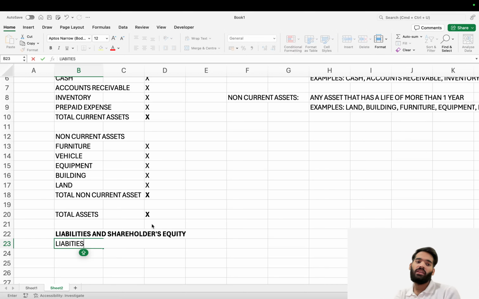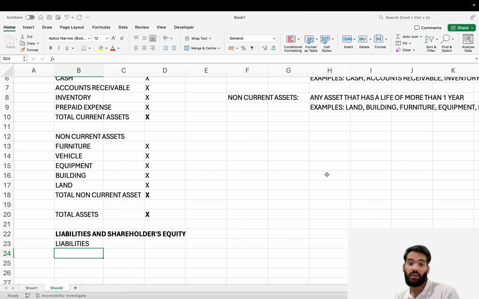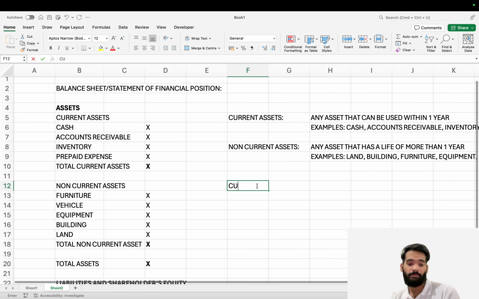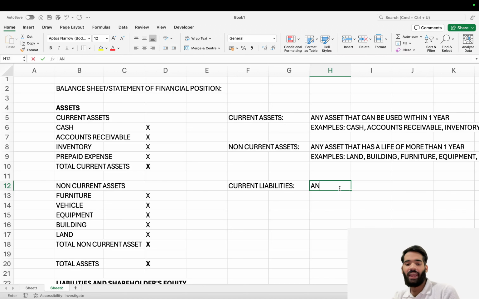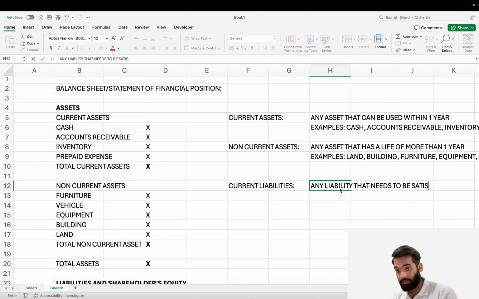Now in the liabilities, let me correct the spelling. In the liabilities, we have the same concept: current liabilities and non-current liabilities. So let me define current liabilities. I think you might already have an idea. Any liability that needs to be satisfied within 1 year.